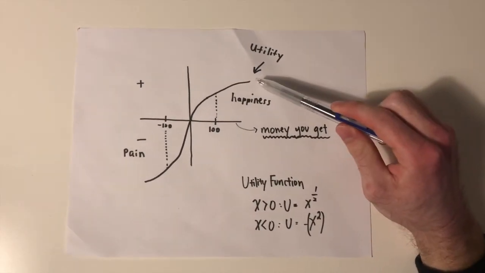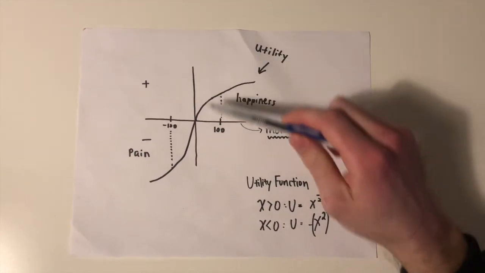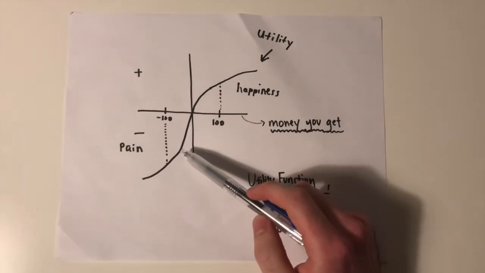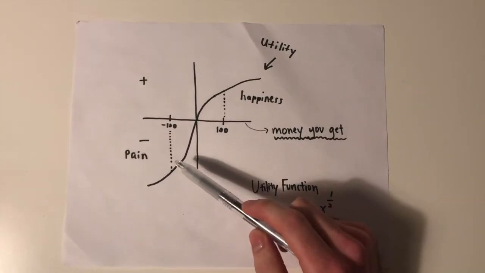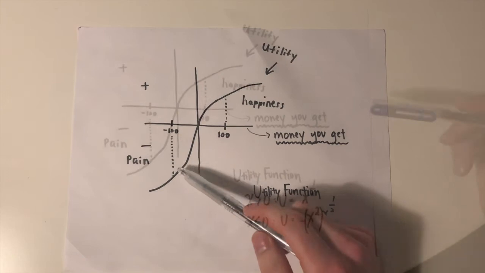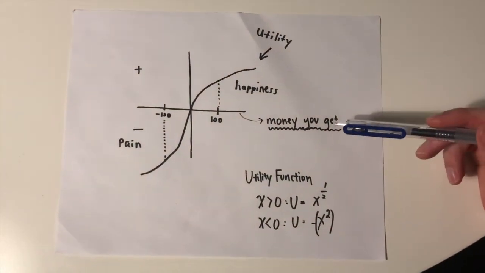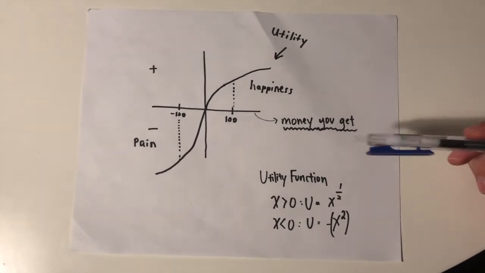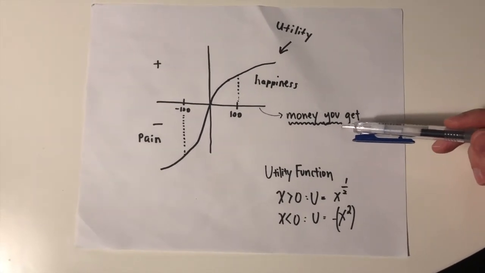Assume that when x is positive, this portion of utility is represented as HU, happiness utility. Assume that when x is negative, the slope is represented as PU, pain utility. Because of loss aversion, the absolute value of the slope of PU is 2 times or more than the absolute value of the slope of HU.